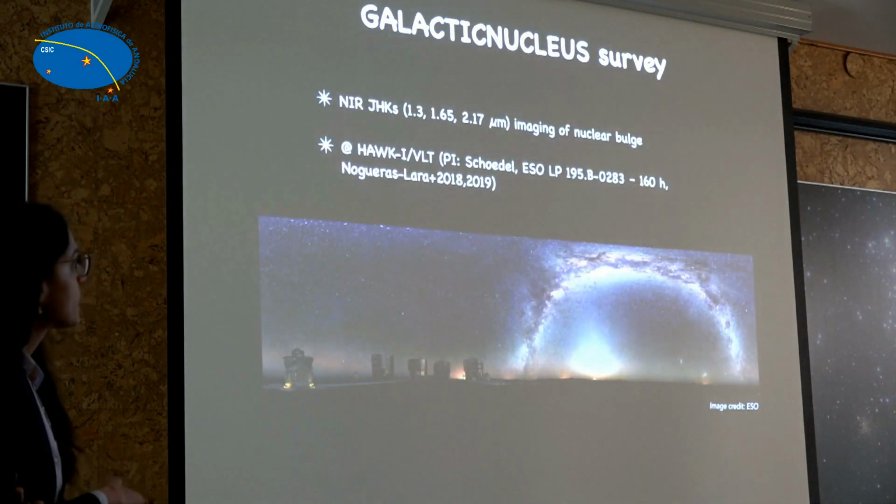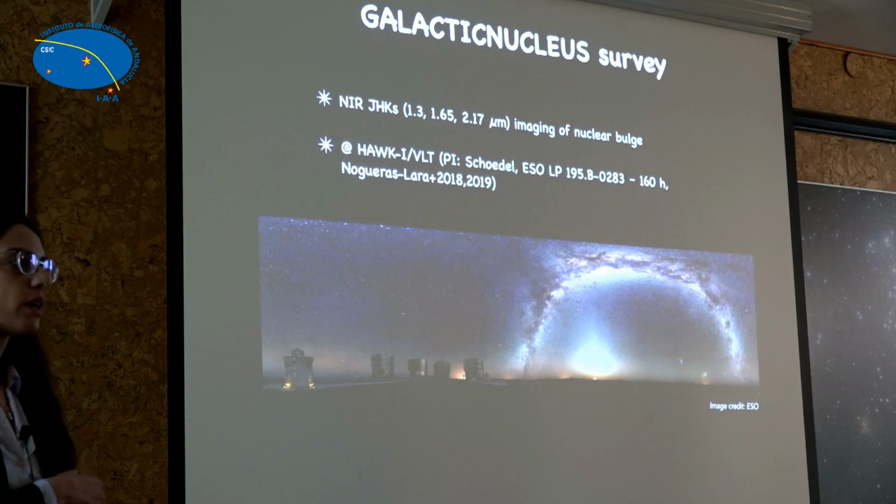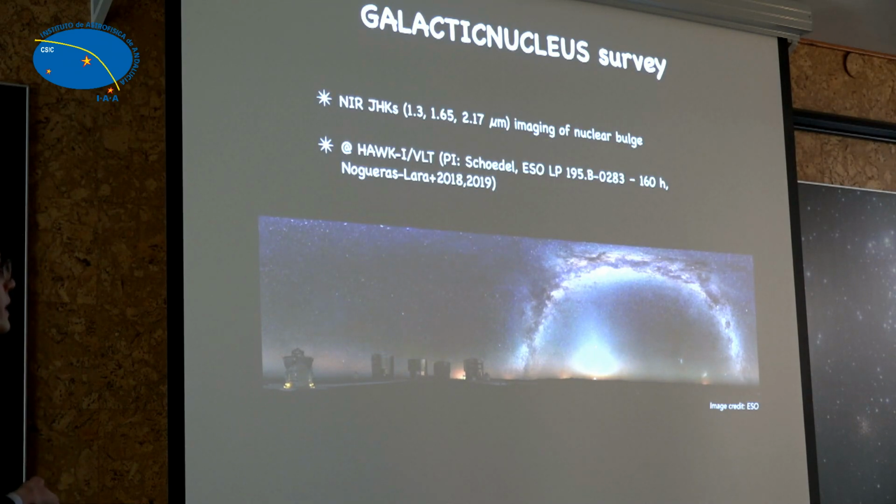The first one is Galactic Nucleus, a near-infrared JHK imaging survey of the nuclear bulge. The PI of this survey is Rainer, and it is based on an ESO large program of 160 hours of observation. The data has been reduced by Paco, a former student of Rainer, who was here, and he also produced a catalog for this survey. The observation has been done on HAWK-I at VLT.